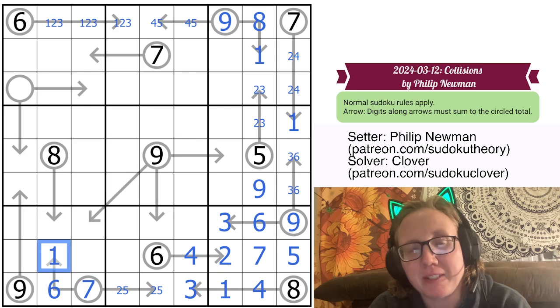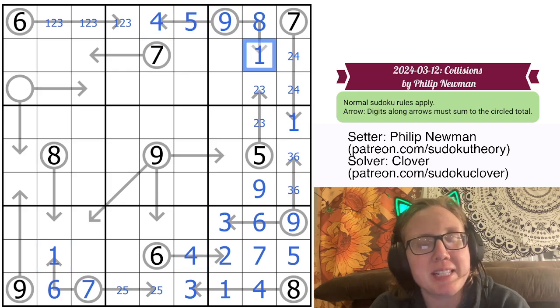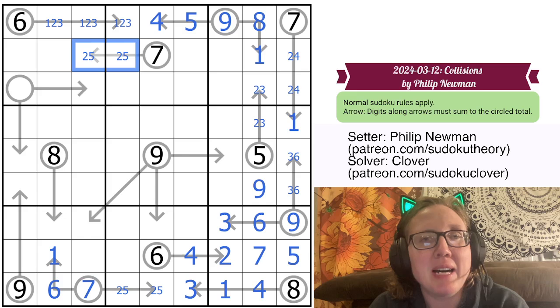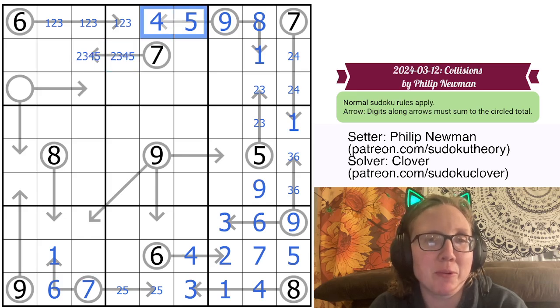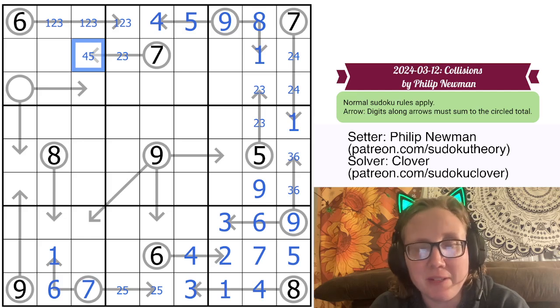Now it's time for a little bit of cleanup. So we have a 4 here, which resolves this 4 and 5. We've got a 1 looking at the 7 arrow, so this is either 2 and 5 or possibly 3 and 4. But we can't have 4 or 5 in this cell.